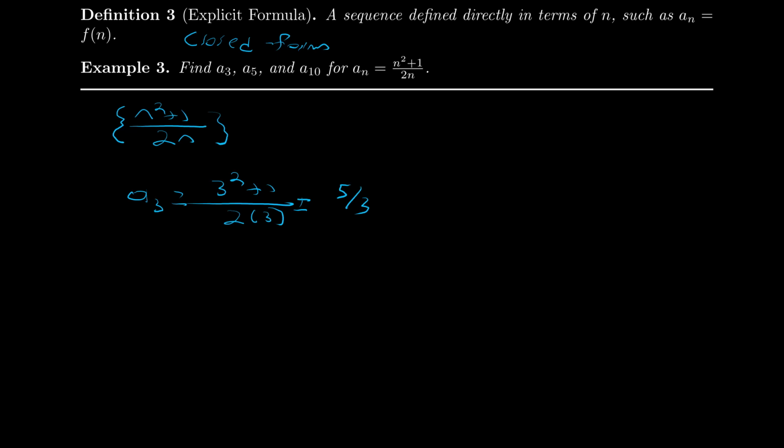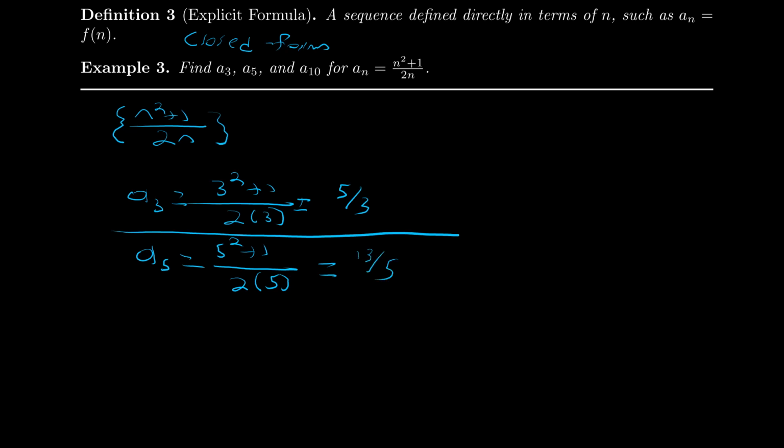Okay? If I want to do a sub 5, which is the next one, well, that's not 3, that's 5 squared plus 1. Let's put a line here, that's 5 squared plus 1 over 2 times 5. You do the math on that. You're going to get 25 plus 1 over 10, which is 26 over 10, which is 13 fifths. I'll let you do the math on that. We're in a Cal 2 class.